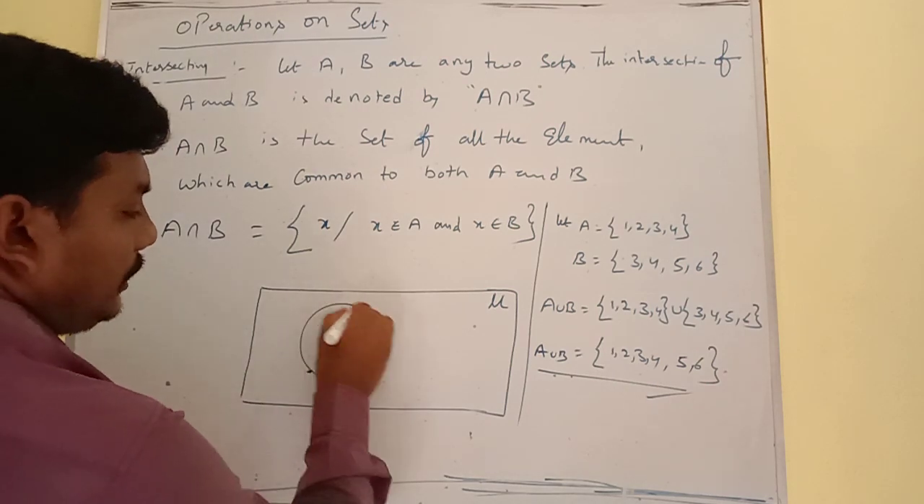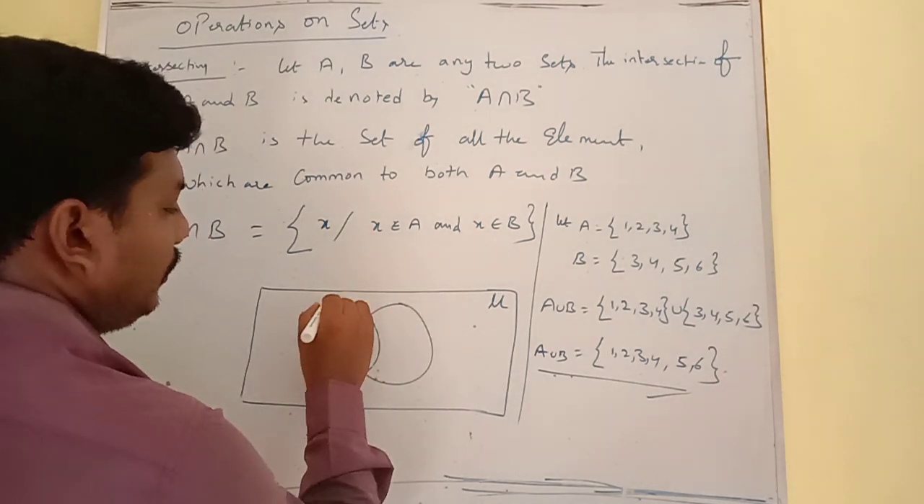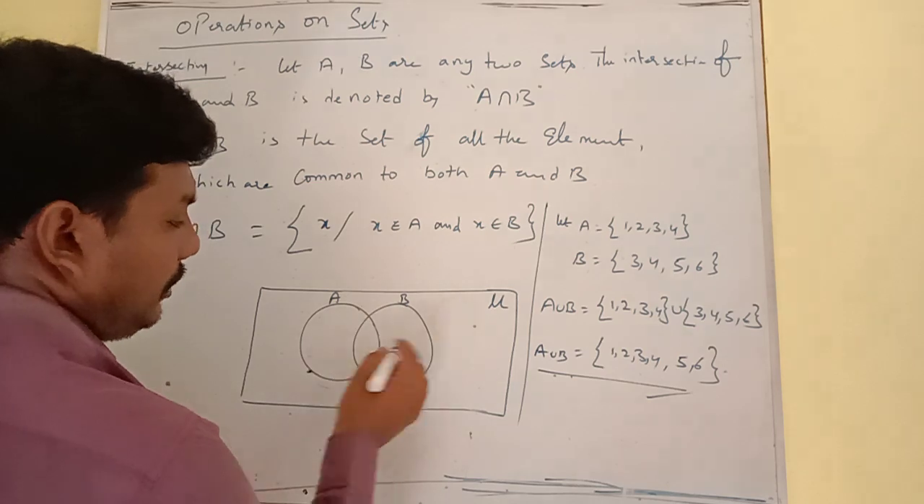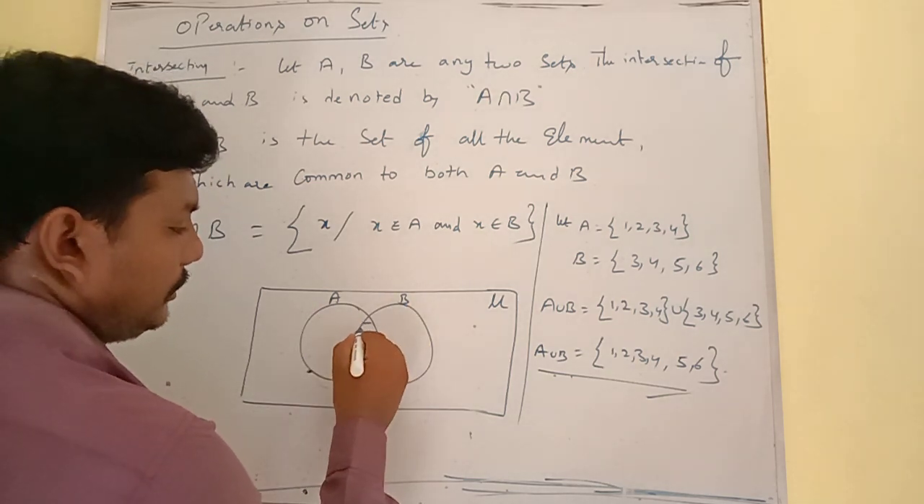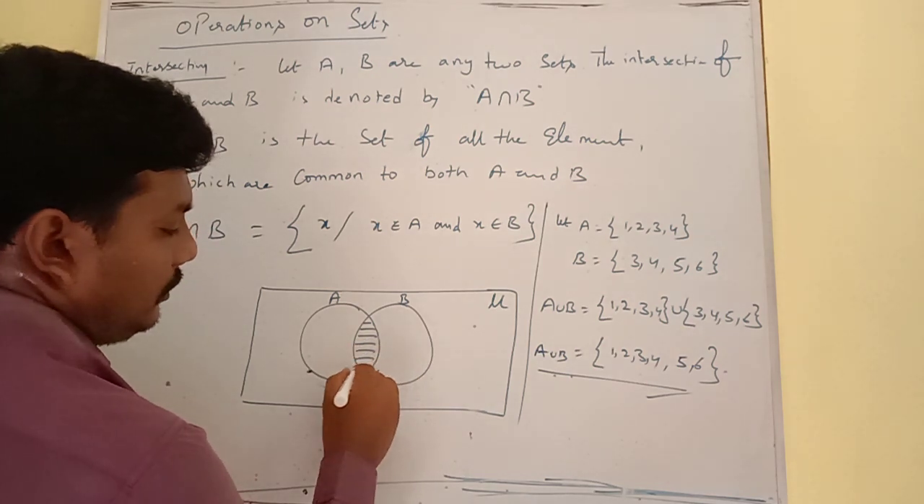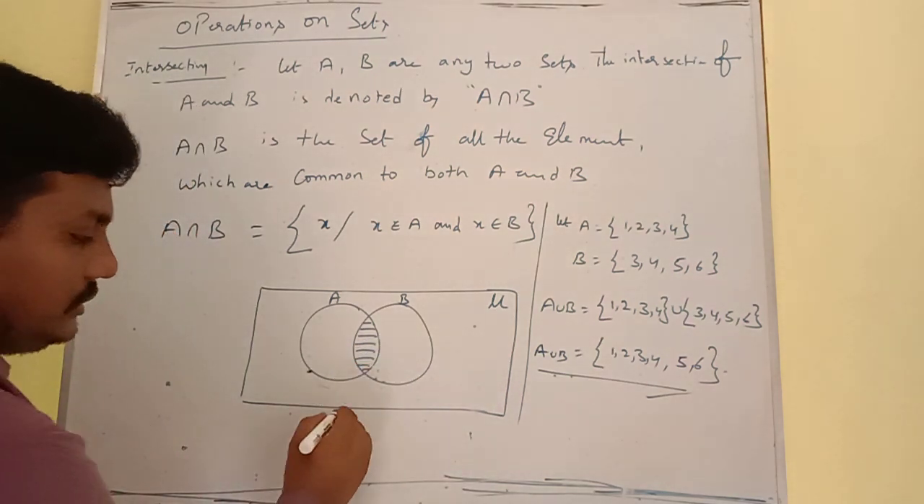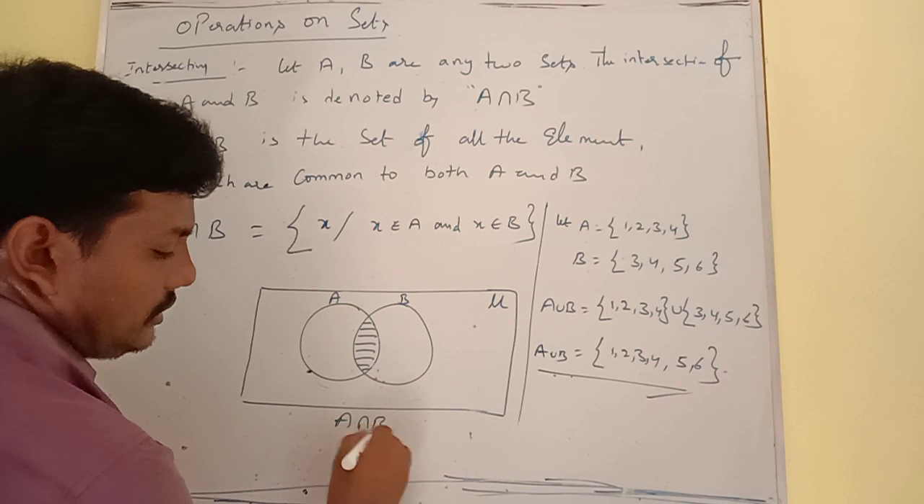So you have to consider A and you have to consider B. This is A and B. Where is the common portion? A is there and intersecting B here. So that means these are the common elements. These common elements we are going to consider. This is called A intersection B.